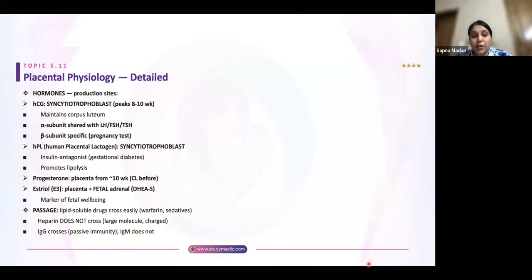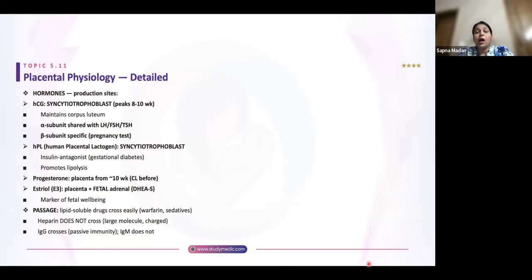The lipid-soluble drugs cross easily via the placenta. So like warfarin and sedatives, that is why they are contraindicated, because they have teratogenic effects on the fetus. Heparin does not cross because it is a large molecule and a charged molecule. And IgG will cross the placenta. It provides passive immunity to the fetus. IgM is pentameric and it does not cross the placenta.